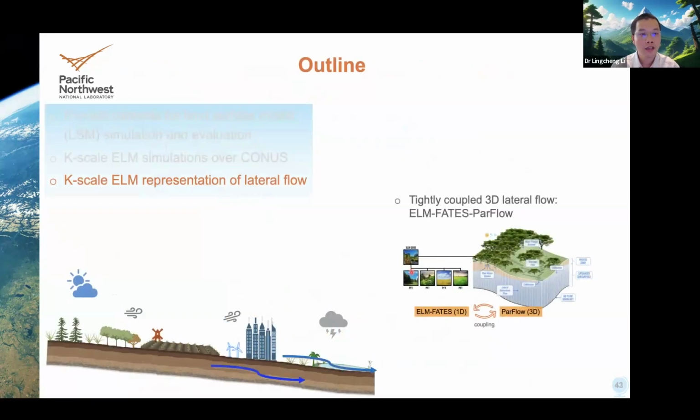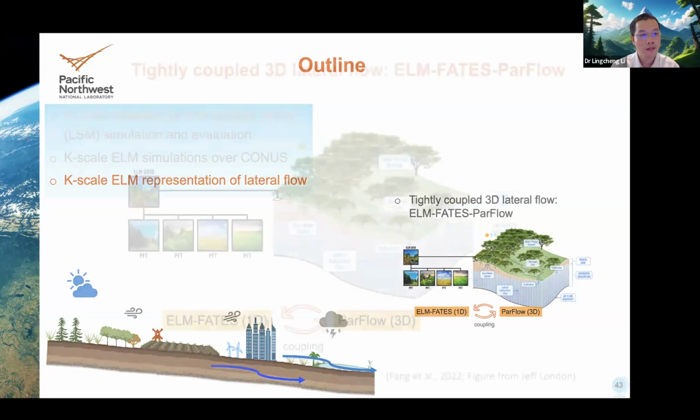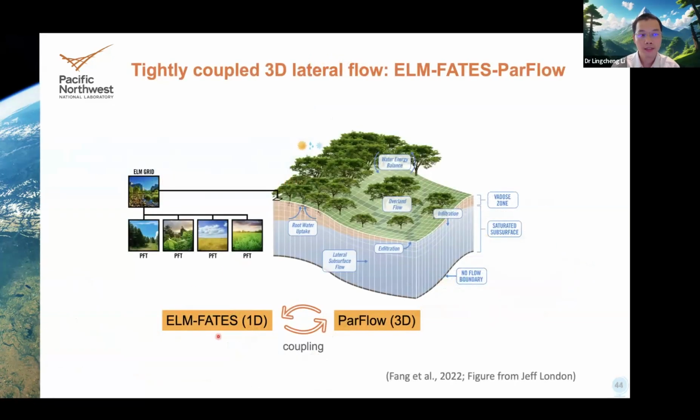So the second example of the development is about ERM phase path flow. ERM phase is one-dimensional vertically. Phase here is the vegetation dynamics model, and vertically, and the path flow is three-dimensional, which tightly couples 3D and can consider the subsurface flow, saturated, unsaturated, and also the surface overland flow together. So after coupling them together, we can consider lateral flow.